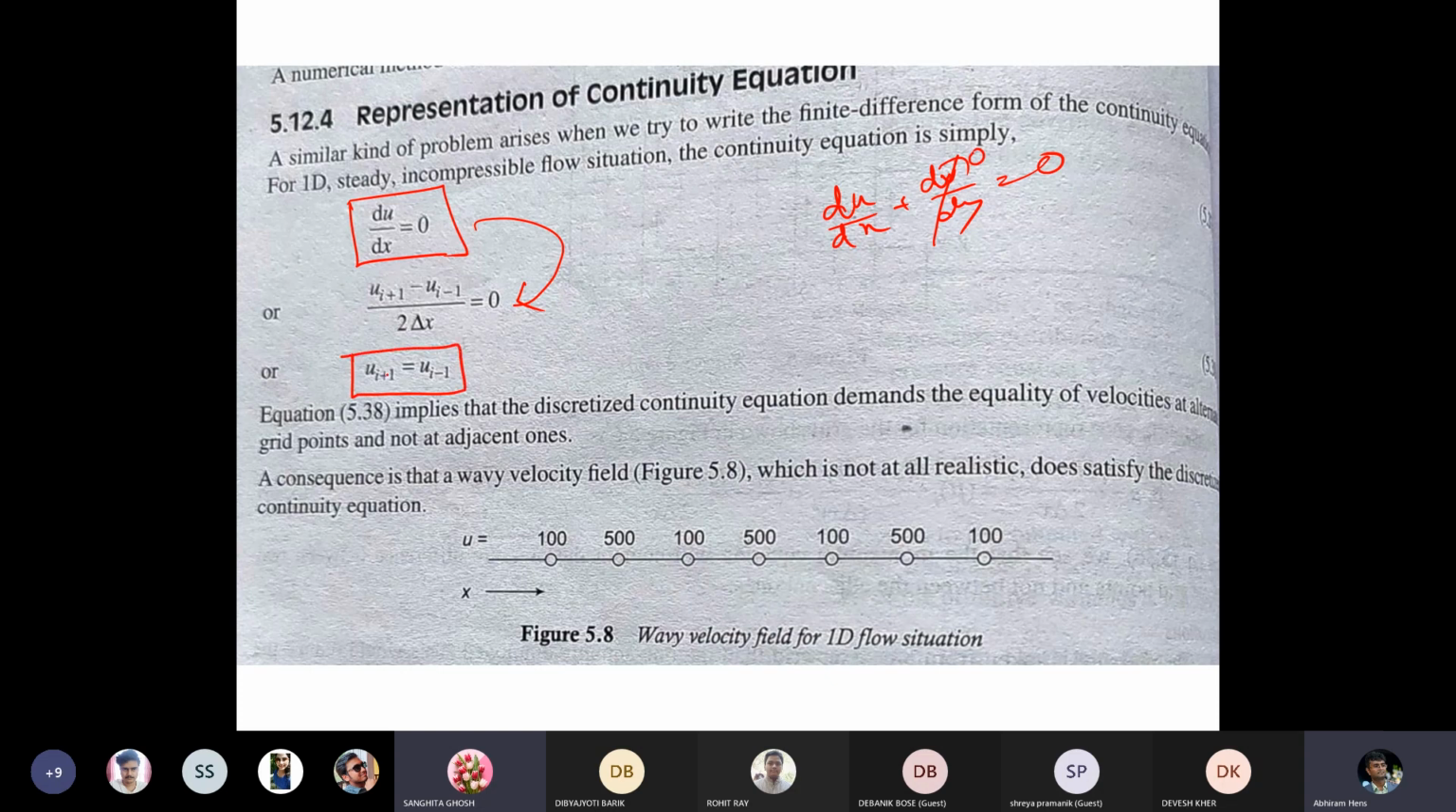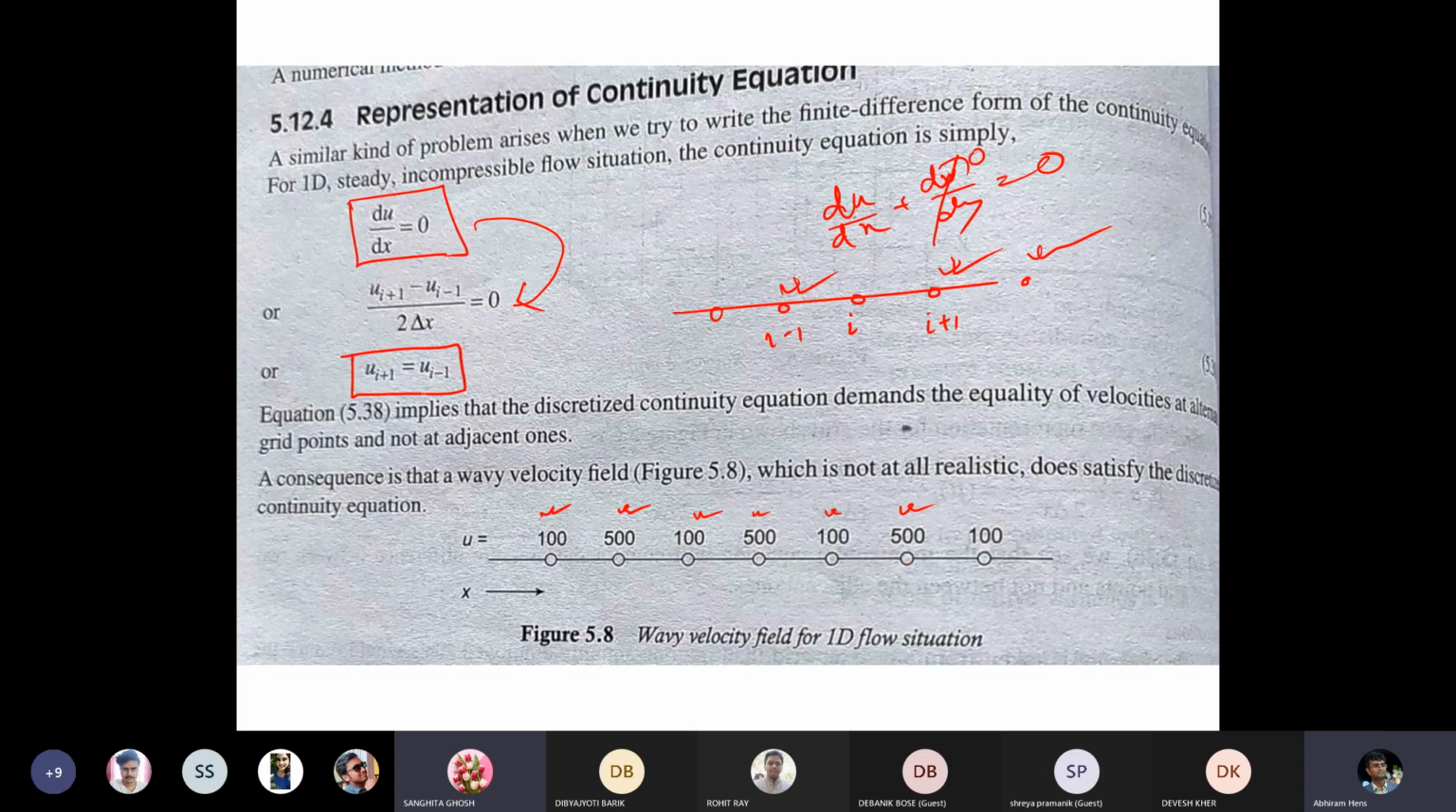So at alternative points, if this is your grid point, this is i plus 1, this is i minus 1, like that. You see that it states that this point and this point are the same. Again, the alternative points are the same. Now there is a possibility that you can encounter a wavy velocity field. Wavy velocity field means there is a possibility that at this point 100 velocity is there, at this point 500, again 100, 500. So these kinds of values are not very uncommon.